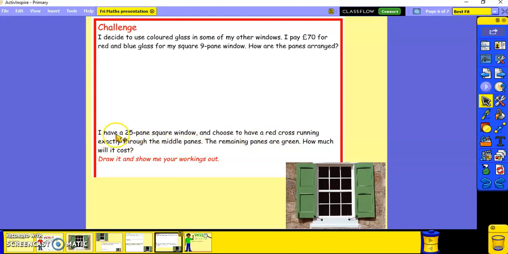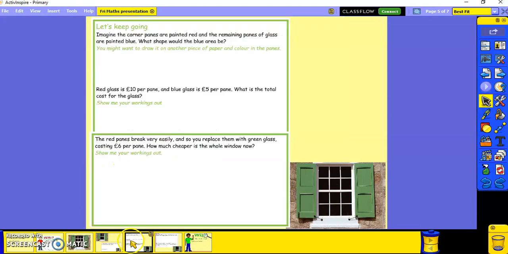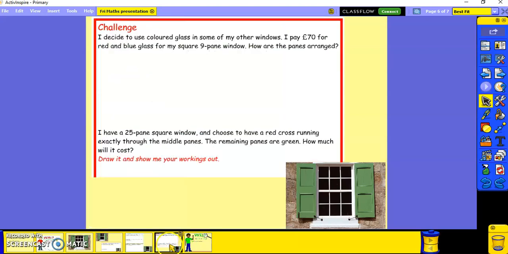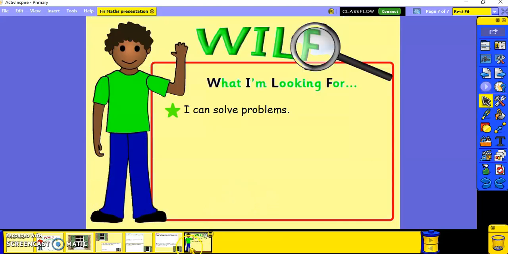So let's start again. I have a 25 pane square window and I choose to have a red cross running exactly through the middle pane. So I draw it and I'd colour in those red ones. The remaining panes are green. How much will it cost? So remember, go back here and have a look. Red costs 10 and green costs 6. How much does this new 25 pane window cost? So you could draw it and show me the workings out.